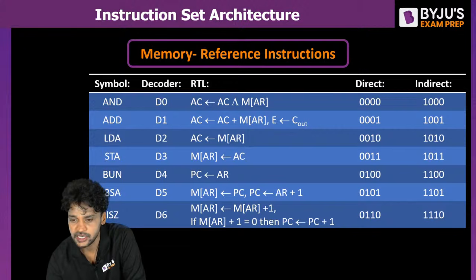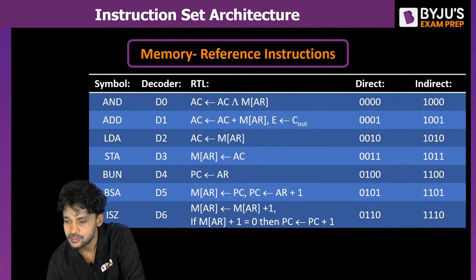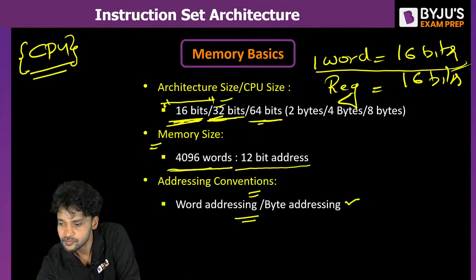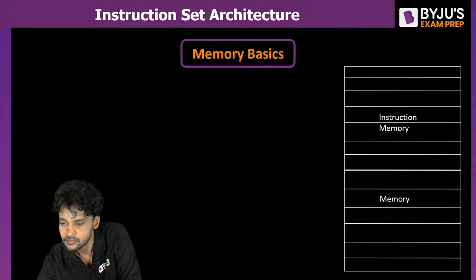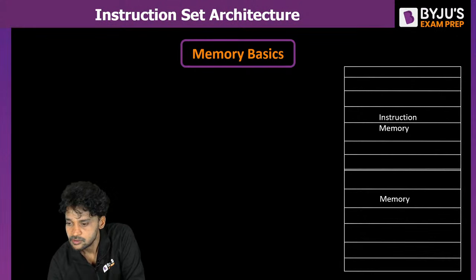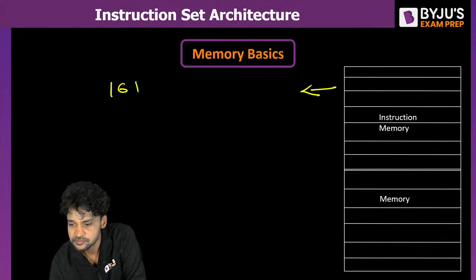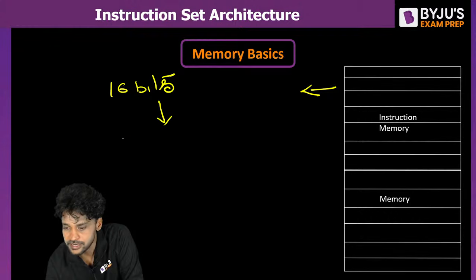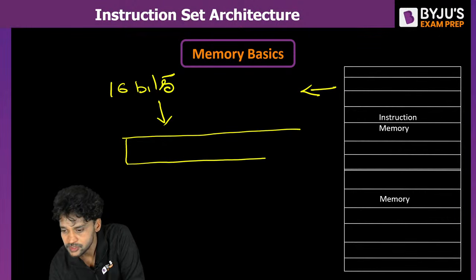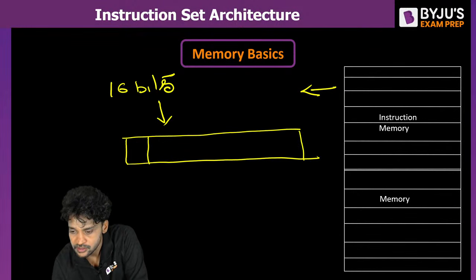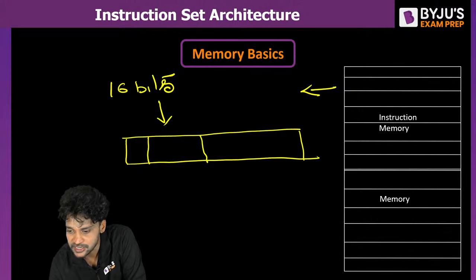Understand how many bits we have in the opcode. Once again, the total number of bits: I will take one location of the memory equal to 16 bits. Let me divide these 16 bits into 3 fields. The least significant 12 bits, the next 3 bits, followed by 1 bit, the most significant bit.